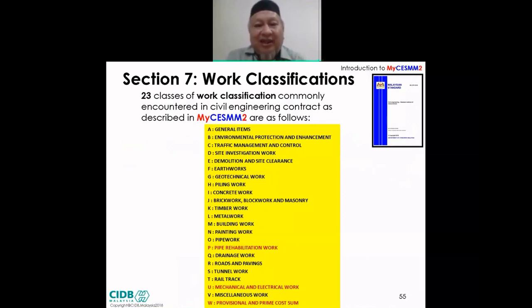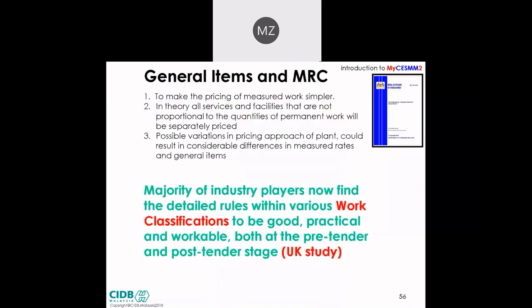Section 7 again, as mentioned to you earlier, is like a chapter, or better still it is plus A, plus B, until plus W. And the ones covered under the red, P, U and W, these three are a new cluster added to MyCESMM 2. If you look at MyCESMM 1, these three are not there, so it's a new item to be added. Generally, the majority of industry players now find that the detailed rules within the various work classifications are good, practical and workable, both at the pre-tender and post-tender stage.